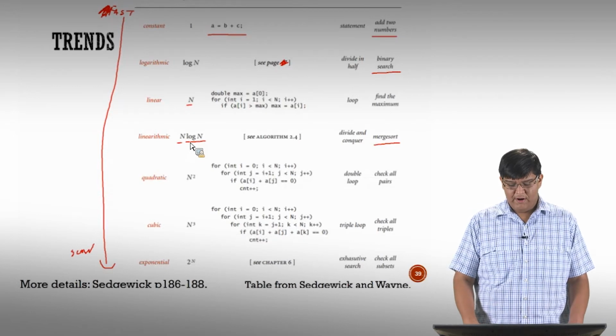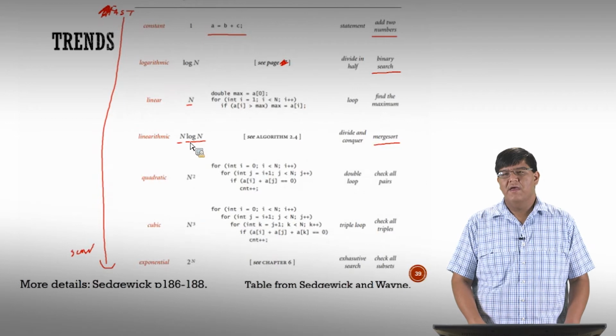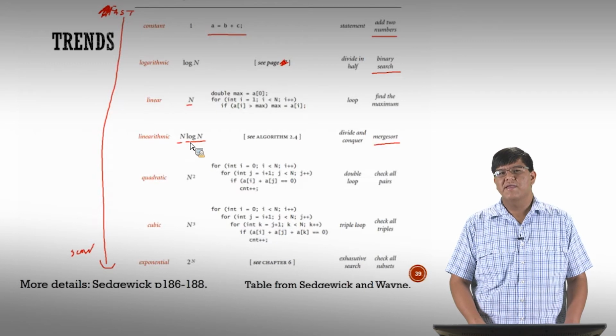N log n algorithms are kind of hard to analyze. I don't think you'll really see code that's n log n, although maybe I'll do an example later on just so we can see what code looks like it, although it's something that can be hard to analyze.